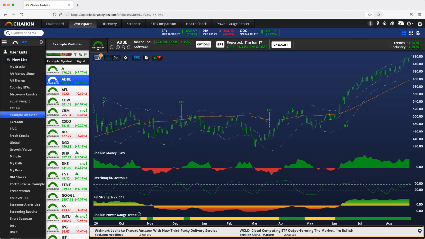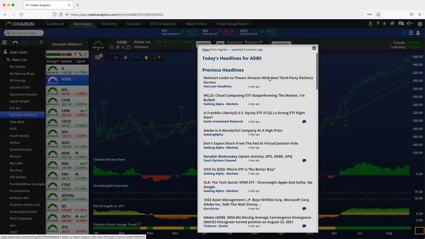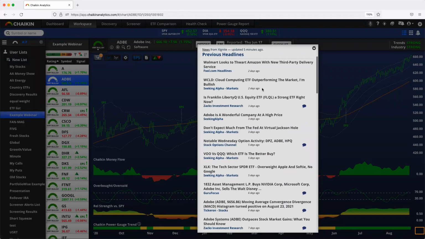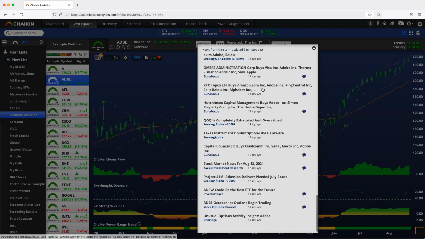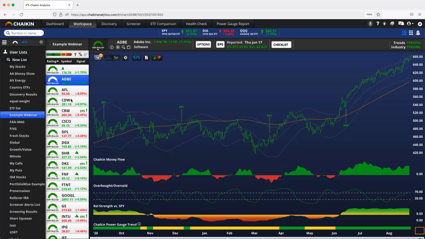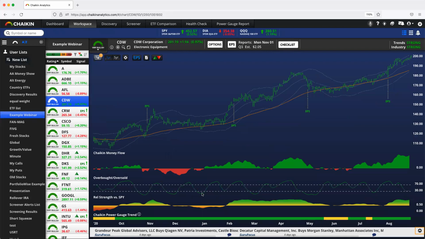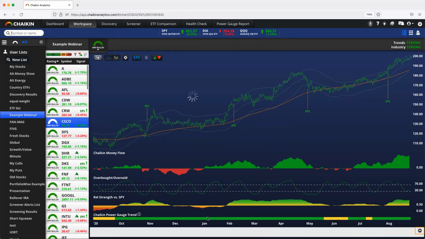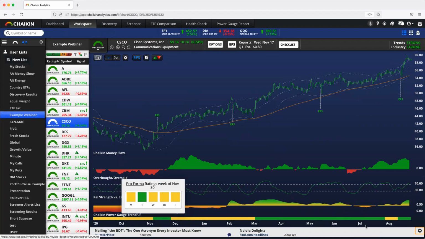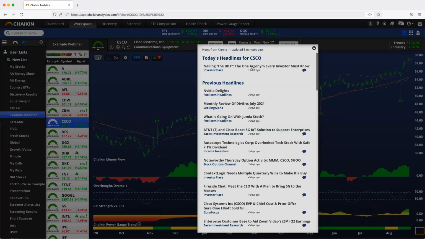Now, there's not only 2 articles available for you. We have many articles, typically going back approximately 1 month, but it depends on how many articles are written about a particular company. Clicking this caret here will open this window for you. Now we can see previous headlines, none from today for Adobe, going back about 18 days, right? What about some other companies? CDW, 6 days ago, the most recent, or Cisco, right? 1 hour ago, we had a recent headline.